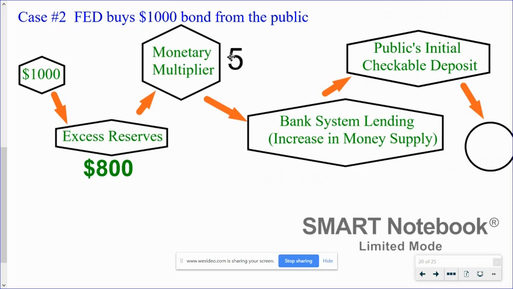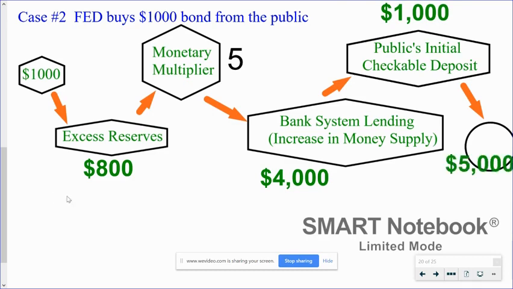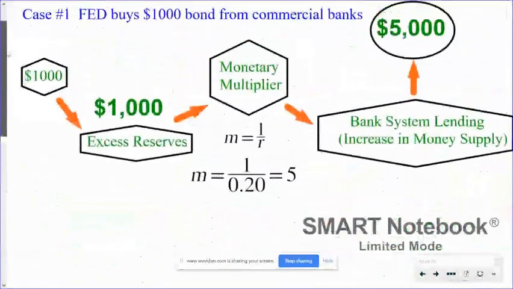to be 5. So the bank system, therefore, is increasing the money supply through the process of loans by the excess reserves times a monetary multiplier, which is $4,000. But we must take into account the initial deposit. This is still money that the public has, so that's $1,000. So together, those total to be the exact same result.